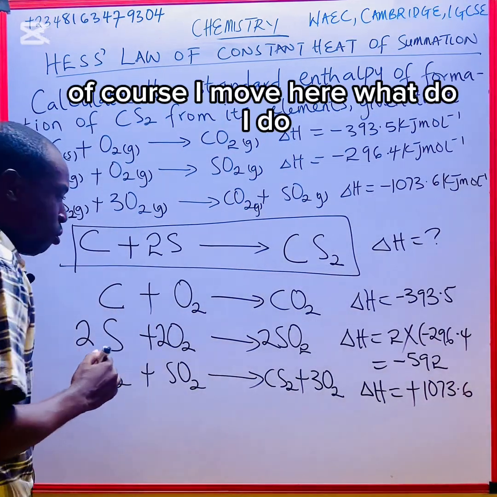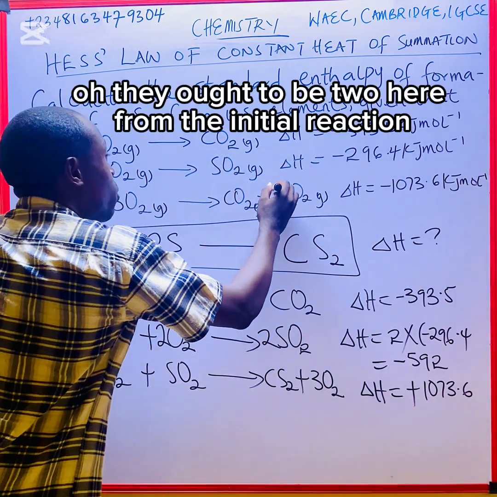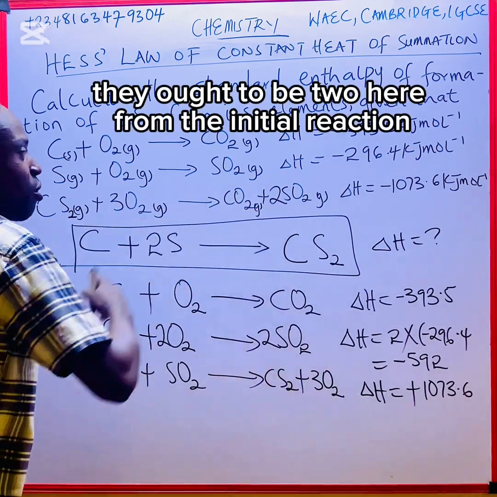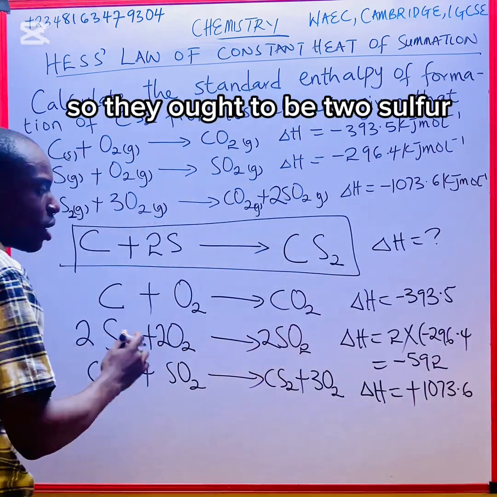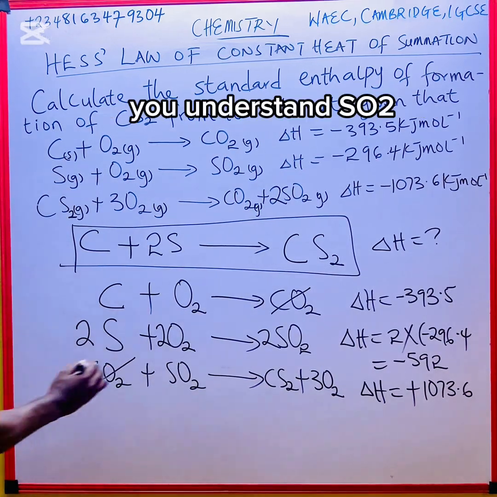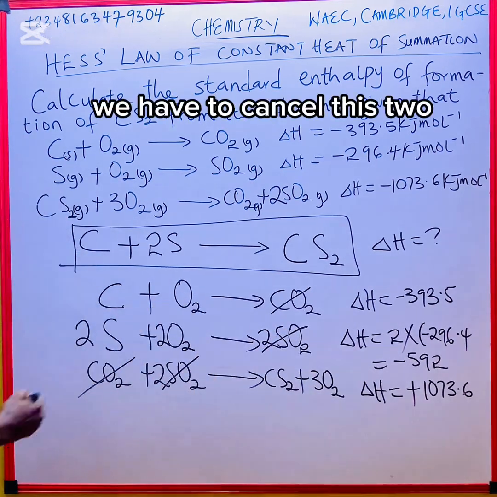Now, let us see whether we'll get this final product. Of course, I move here. What do I do? There ought to be 2 sulfur from the initial reaction. So what will I do here now? So it's okay because sulfur here is 2. So there ought to be 2 sulfur here. So CO2, we have to cancel CO2 here. You understand? SO2, which was 2 here, we have to cancel these 2 SO2 here.